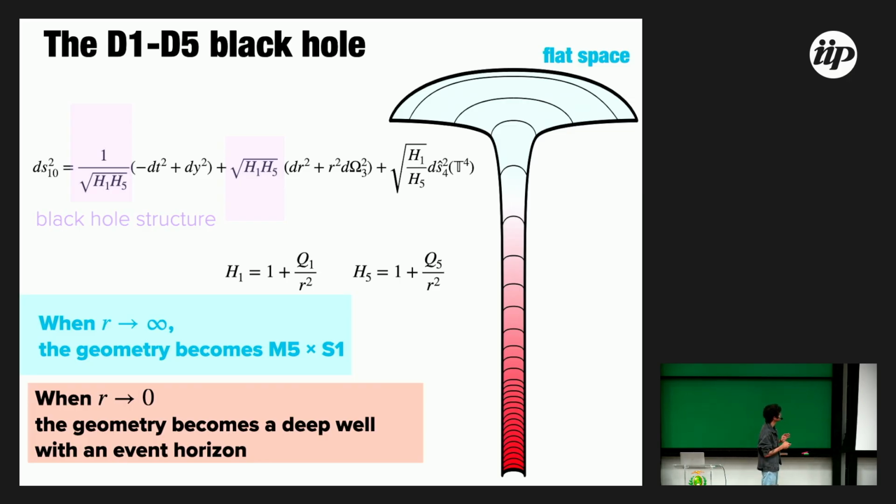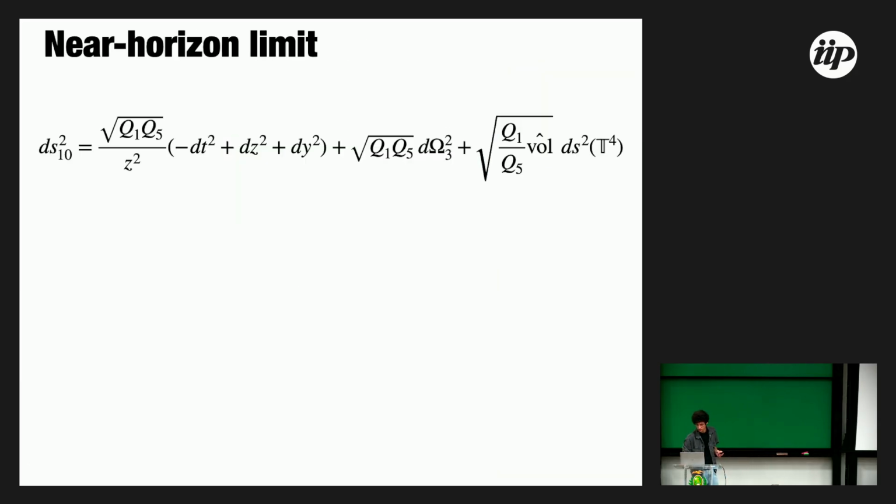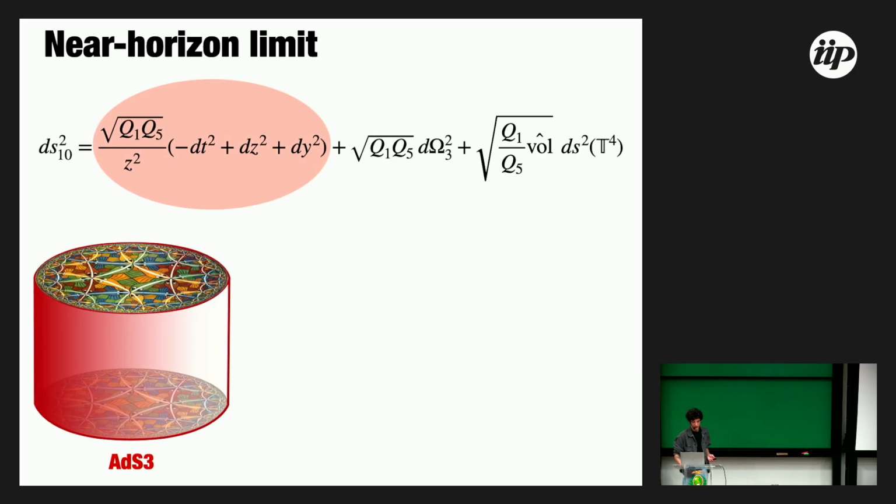But the thing is, this is the structure. It's easy to see. You go outside in this flat space and you go to R to 0, it goes down a well. If you expand this for R near 0, and you make a slight change of coordinates and change R to a coordinate Z, the metric becomes this. This is a near-horizon limit for R going to 0. Q1 and Q5 are numbers. They are essentially the number of branes that you wrapped.